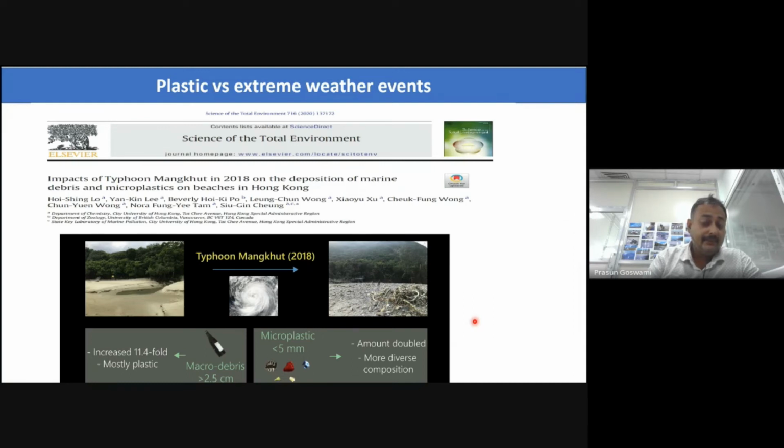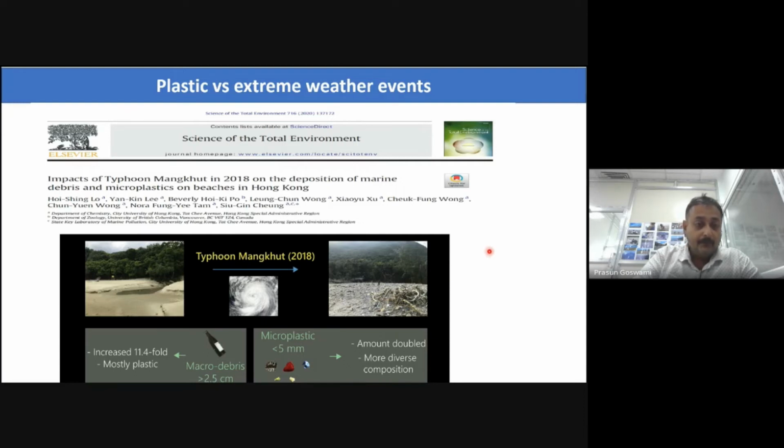coming to the research interest of our research group, I think this is one of the gray areas where we can look into it. See, in the Indian Ocean, specifically the Indian subcontinent, or even Southeast Asia, the number of tropical cyclones or extreme weather events is increasing alarmingly. So the occurrence of tropical cyclones as well as flood events may cause distribution or propagation of plastics as well as microplastics in different marine environments.